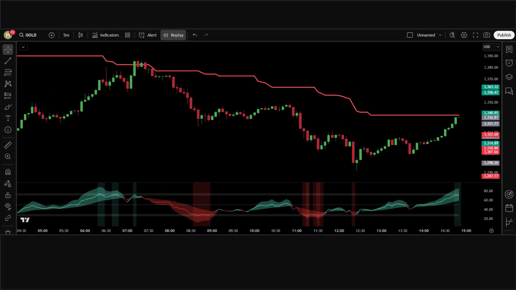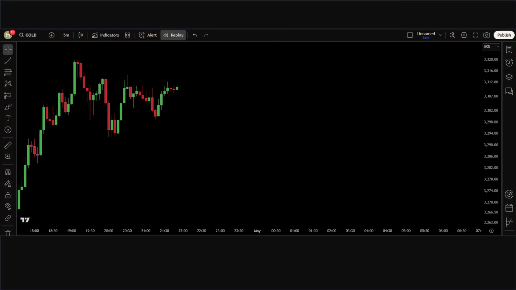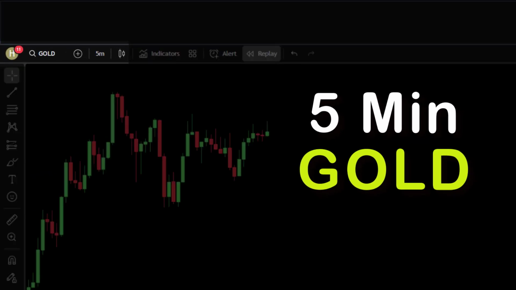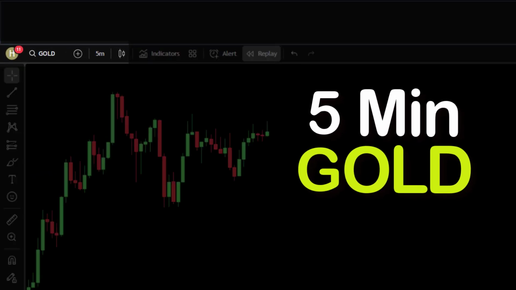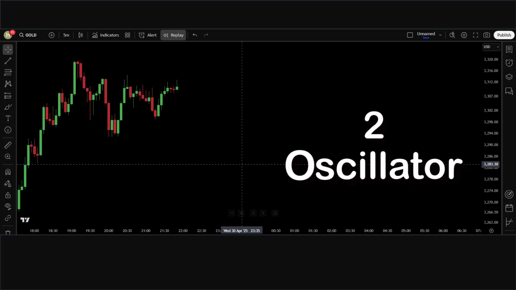Ready to take your trades to the next level? Let's break this down further with a chart example. Now let's create a trading setup. We are going to test this strategy on the 5-minute time frame in the gold chart. In this setup we require two indicators.